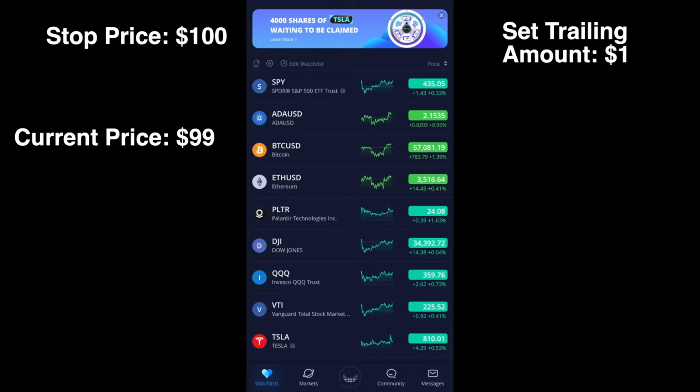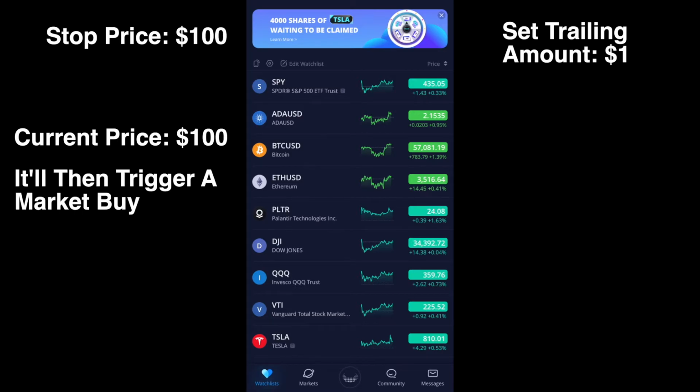So if it decides to go up to $99.50, the stop price wouldn't move. It'll stay at $100 per share still. And during the day, if the stock price hits $100 per share, then it'll trigger a market buy and buy it at around $100 per share because it's not a limit order. So it'll execute as a market order to buy.